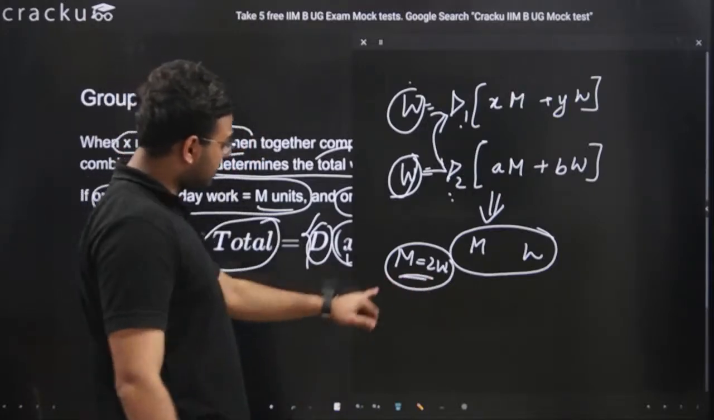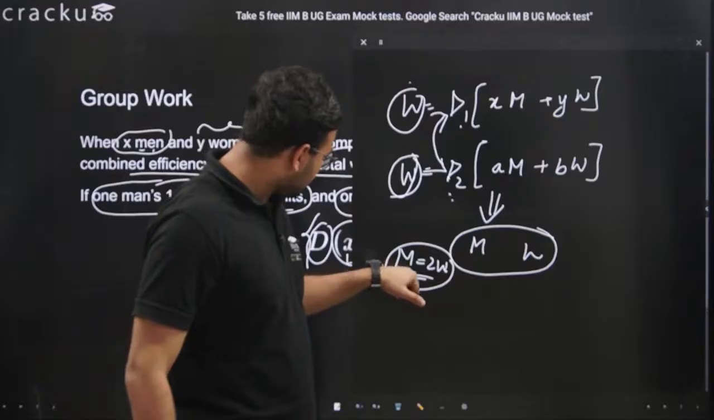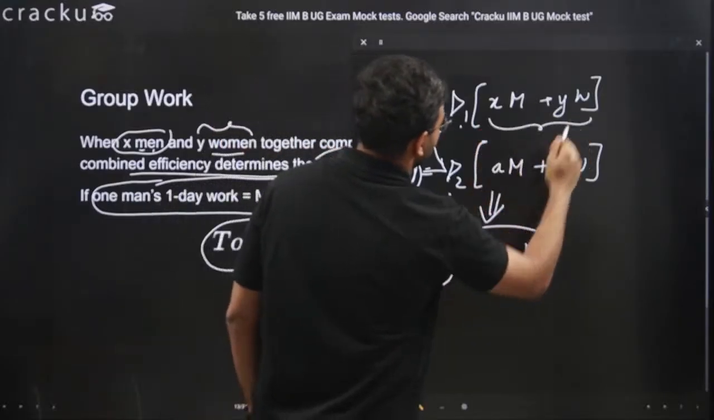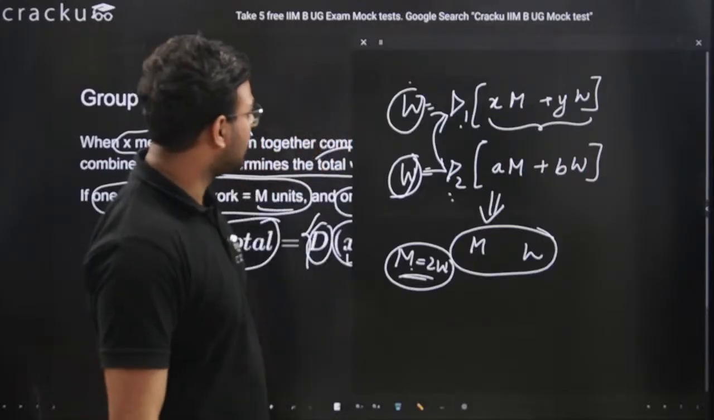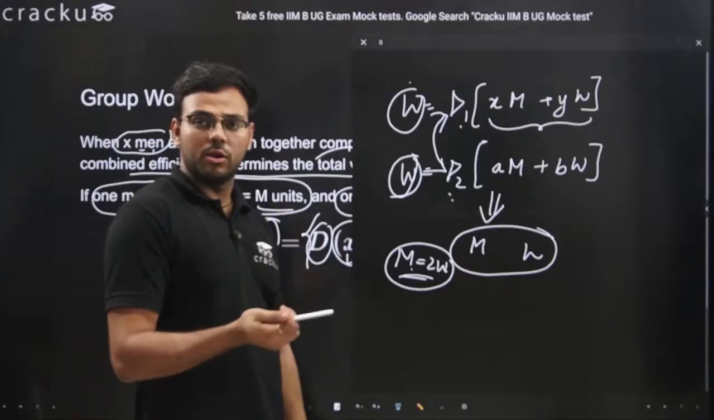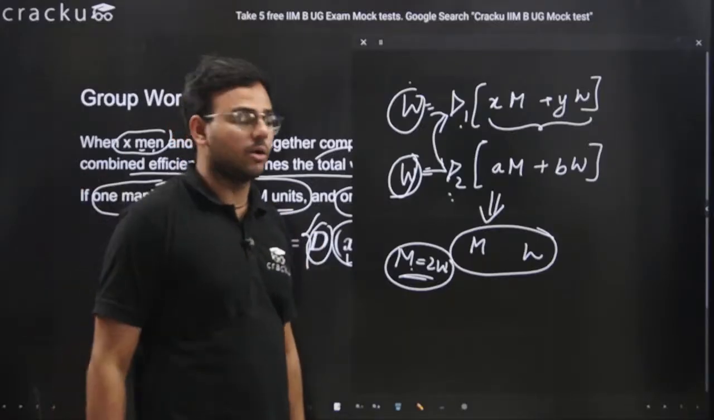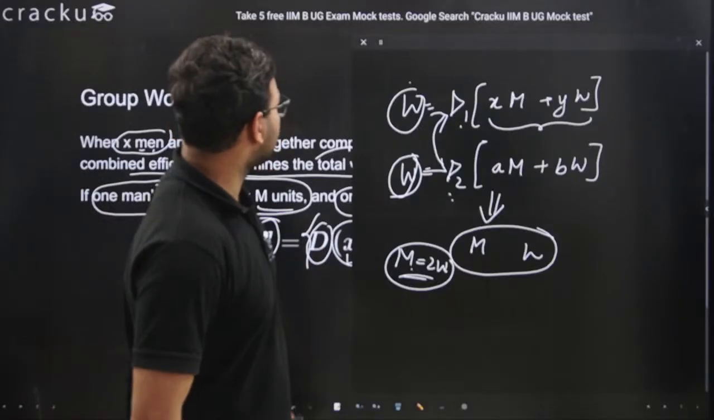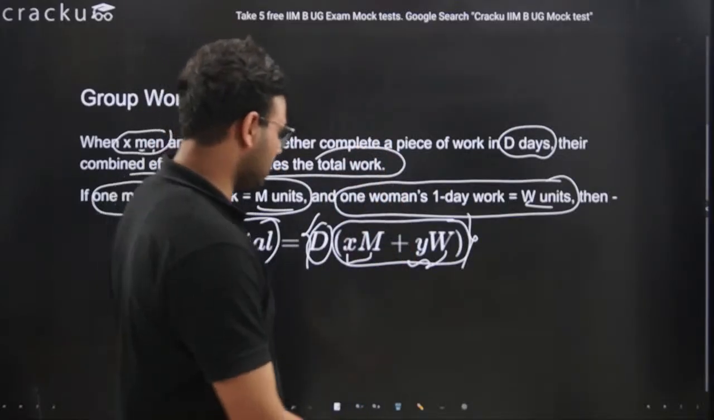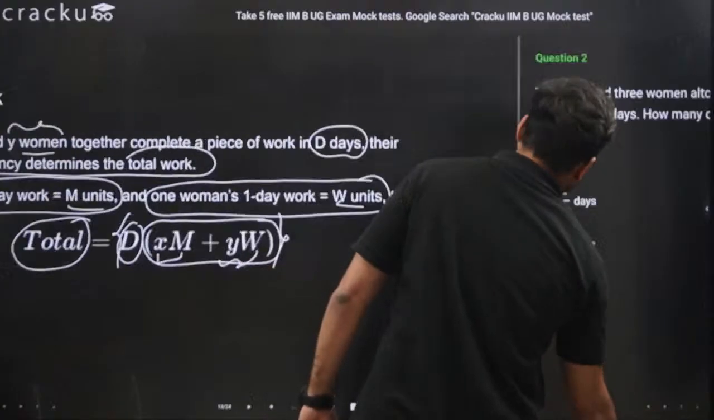What you have to do is substitute this value of M is equals to 2W in this, and you can directly get the total work done, and then you can see what is asked in the question. So this concept is better understood when we are solving the question. So I have a question for this. Let's solve this one.